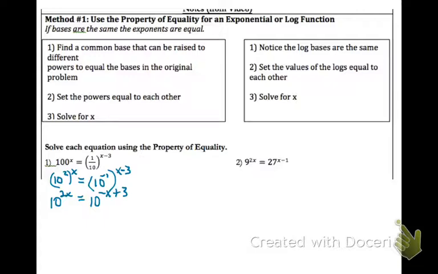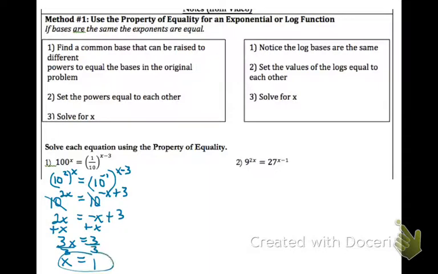Now that property of equality says that if you have the same bases raised to different powers equal to each other, since the bases are the same, then that means the powers have to equal each other. So we just use that logical thought and we set those exponents equal to each other. And then we'll solve. And in this case we end up with just a simple equation. So x equals 1.